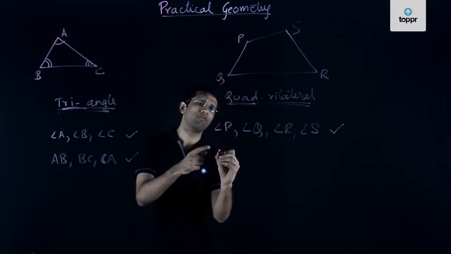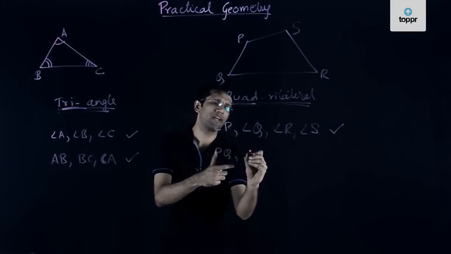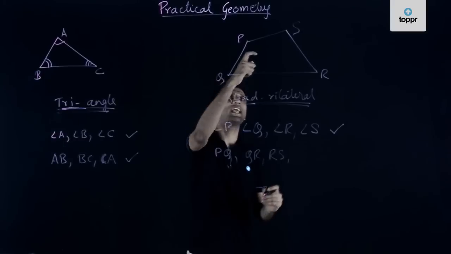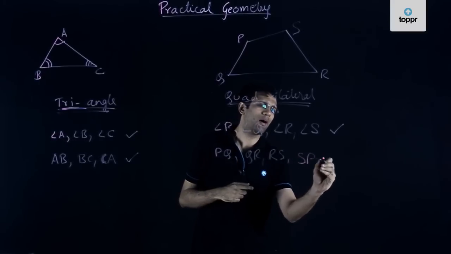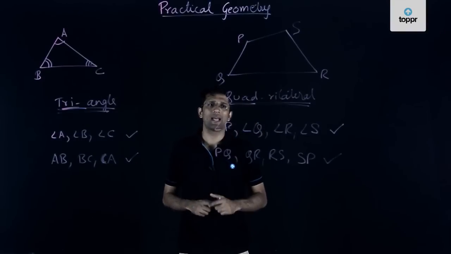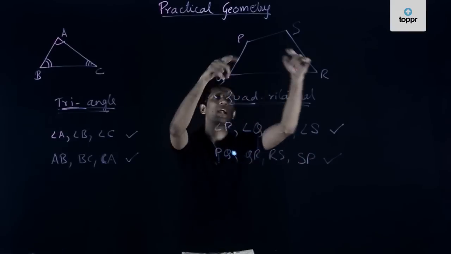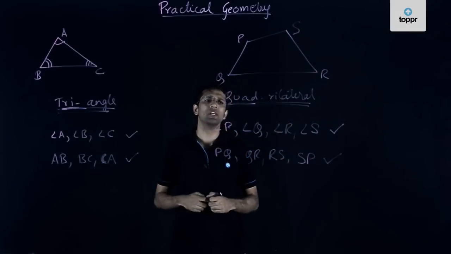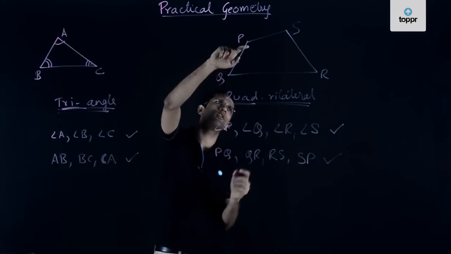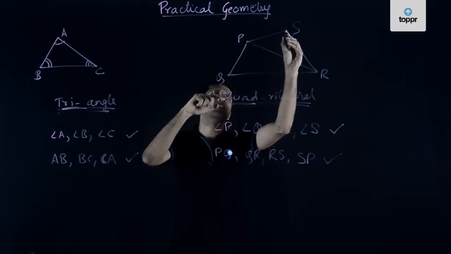Likewise, we can also find the measures of the sides. We can find the measure of PQ, QR, RS and likewise SP. So we now have 8 pieces of information about this quadrilateral. I said that in a quadrilateral we can get 10 pieces of information. So what are the remaining 2 parts? The remaining data is the length of the diagonals PR and QS.